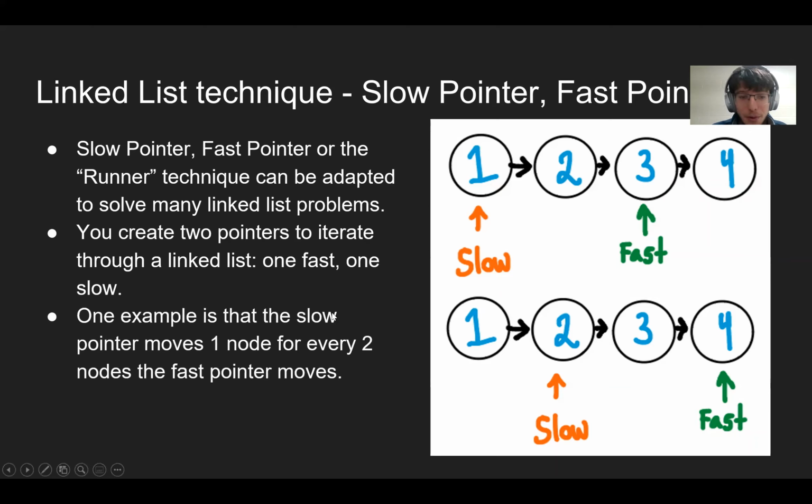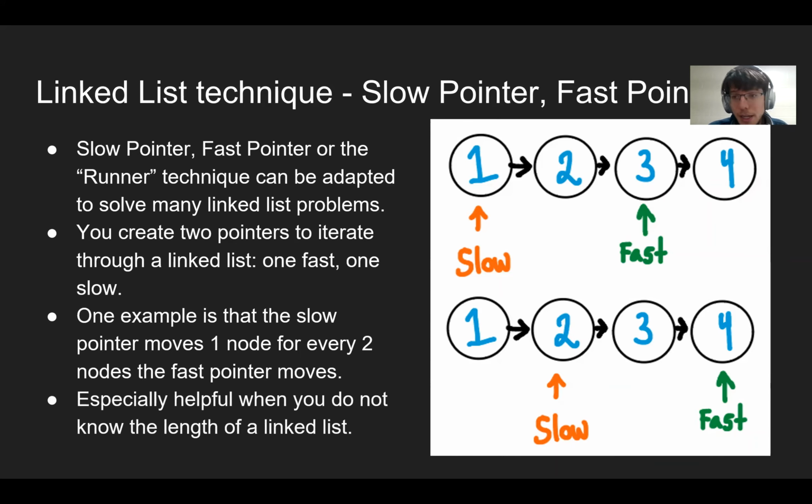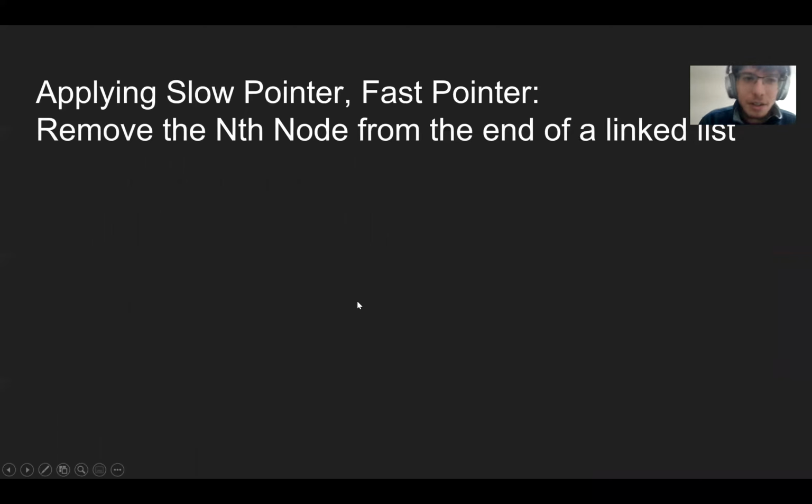For example, you can have the slow pointer move one node for every two that the fast pointer moves. That way the fast one goes twice as fast. Notice, the fast pointer will always be twice as far through the linked list as the slow one. So that's pretty cool. And if we don't know the length of the linked list, this can help us a lot. Maybe you can see how something like this might help us find the middle element, if we don't know the length.